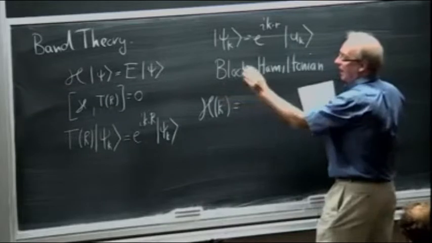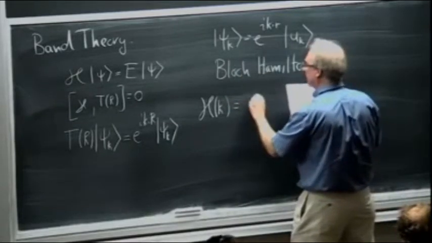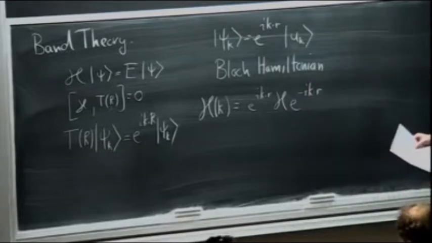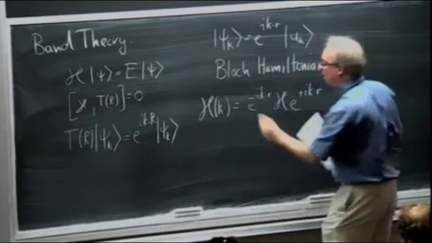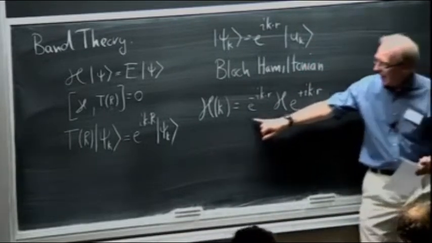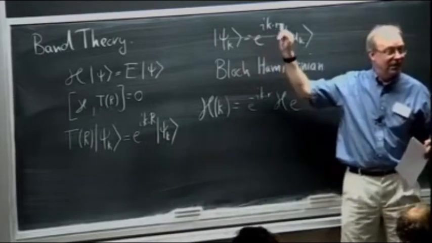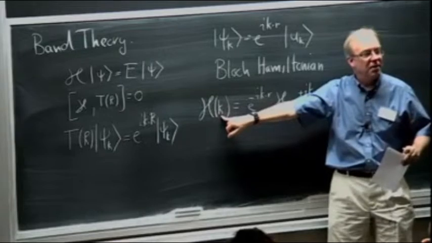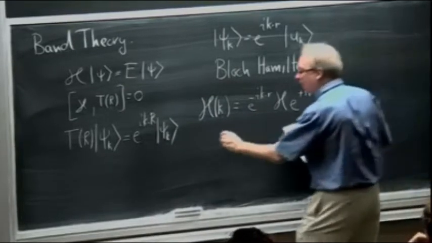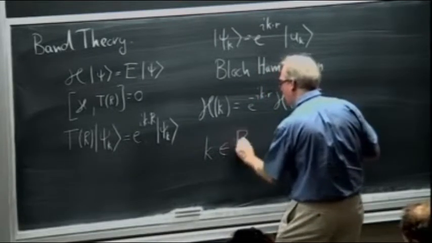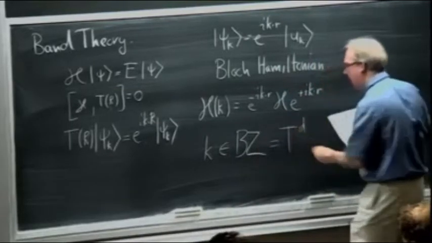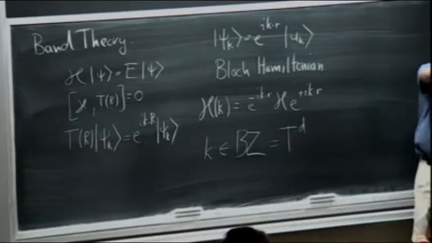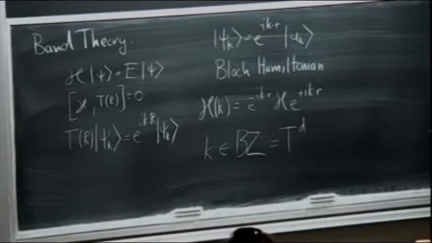So the point is that by doing this Bloch decomposition, one ends up with a single particle problem which is now parameterized by the momentum. Okay, and k of course is in the Brillouin zone, which is defined periodically. It's a torus in d dimensions. So in one dimension, the Brillouin zone is a circle. In two dimensions, it's a torus.